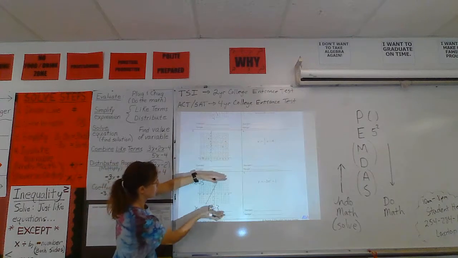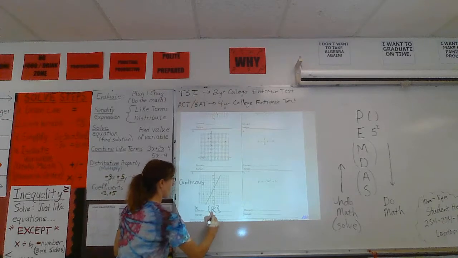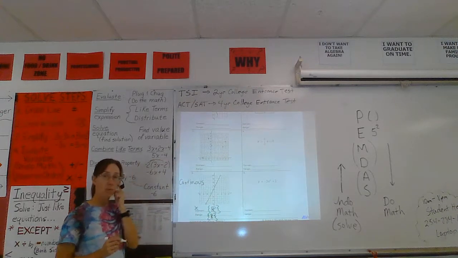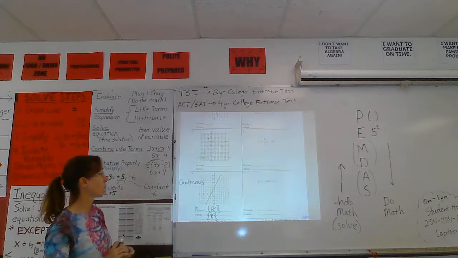Range, Y numbers. I hit an arrow, so it's going to go up forever, it's going to go down forever. So all real numbers again. There we go. So all real numbers, all my Y numbers are going to be used. None of them are excluded. They're all being used at some point.